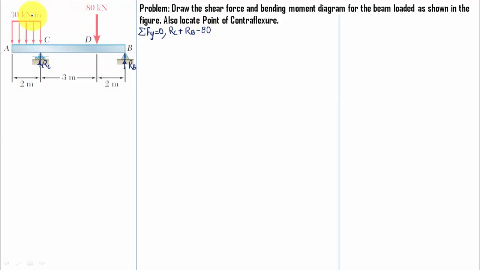Now guys, watch out, this is 30 kilonewton per meter, which means in 1 meter portion of the beam the total load acting is 30 kilonewtons. Therefore along this portion of the beam, from A to C, we have a distance of 2 meters. The total load acting will be just double, 60 kilonewtons, acting downwards. Minus 60 is equal to 0, and I can rewrite this equation in a better way: RC plus RB will be equal to 140 kilonewtons.